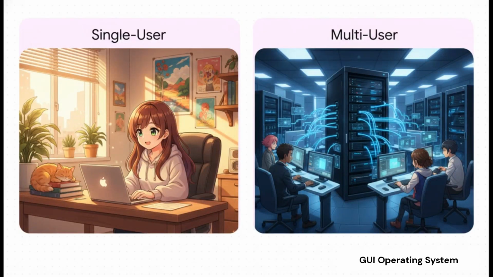Now, not all operating systems are created equal. They pretty much fall into two big categories. On one side, you've got single-user systems. This is probably what you're using right now, like Microsoft Windows or Mac OS. It's designed for one person at a time. But then, in big places like offices or airports, they use multi-user systems, like Linux or Unix, where lots of people can tap into the same main computer all at once.